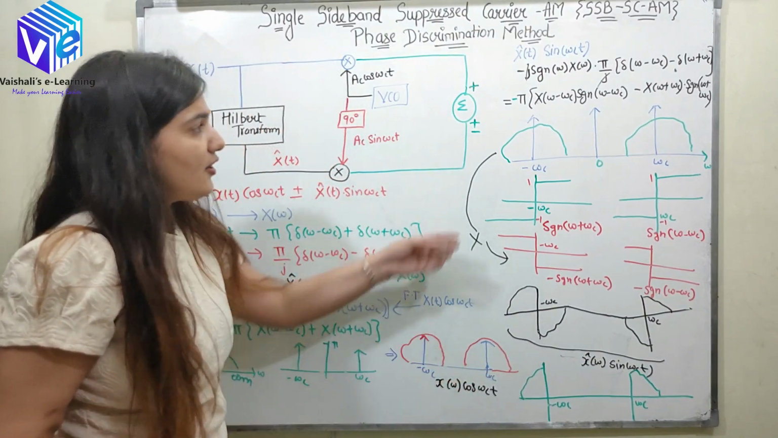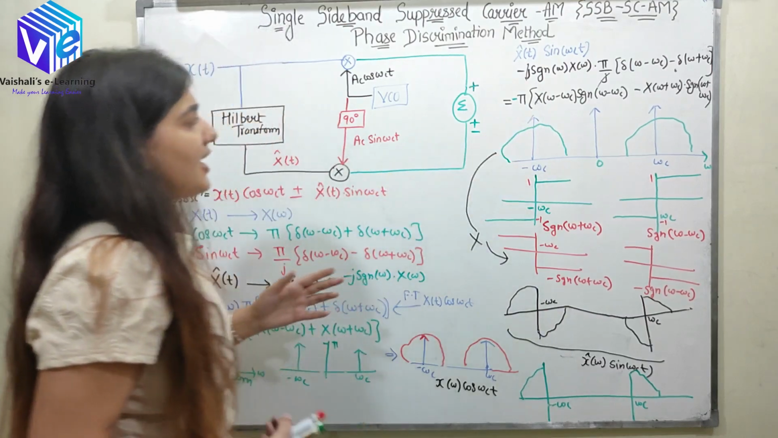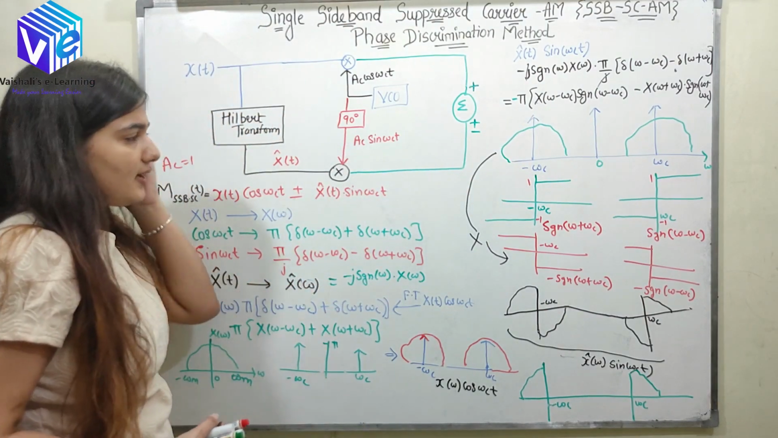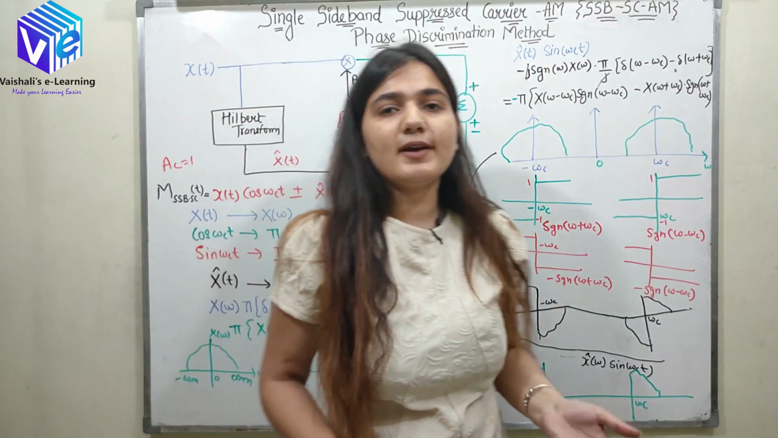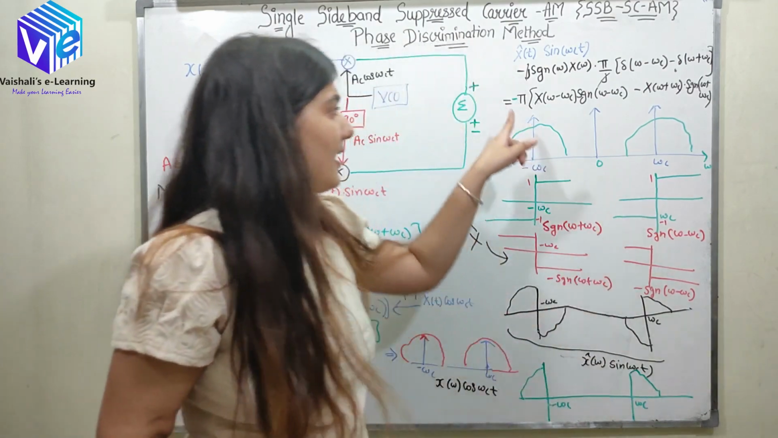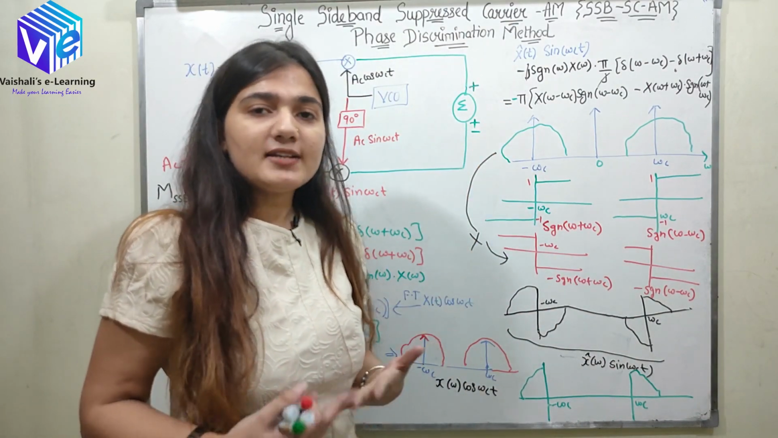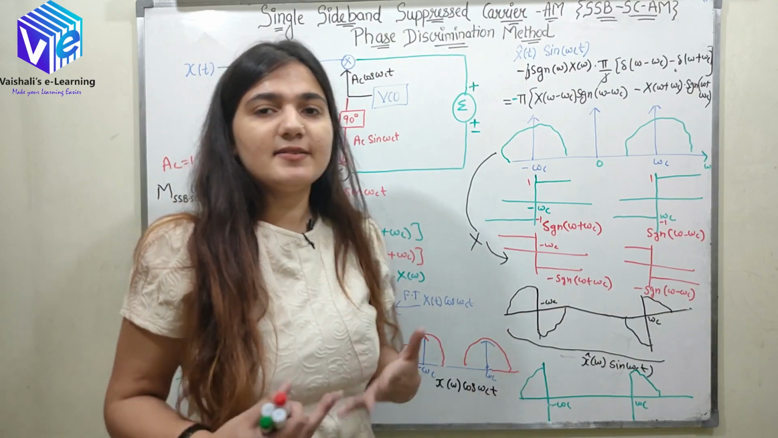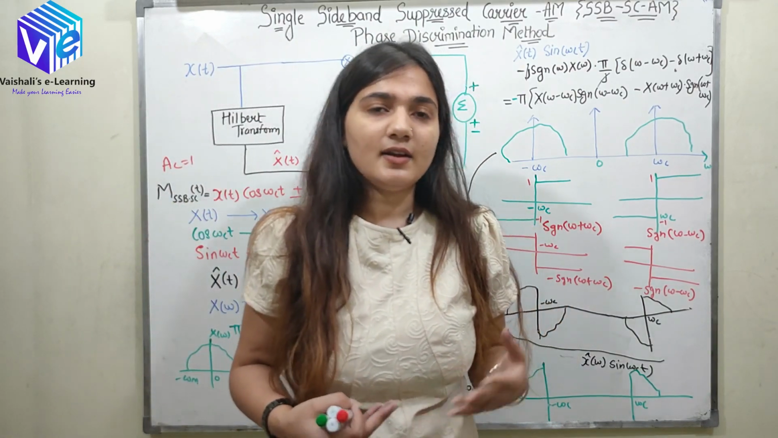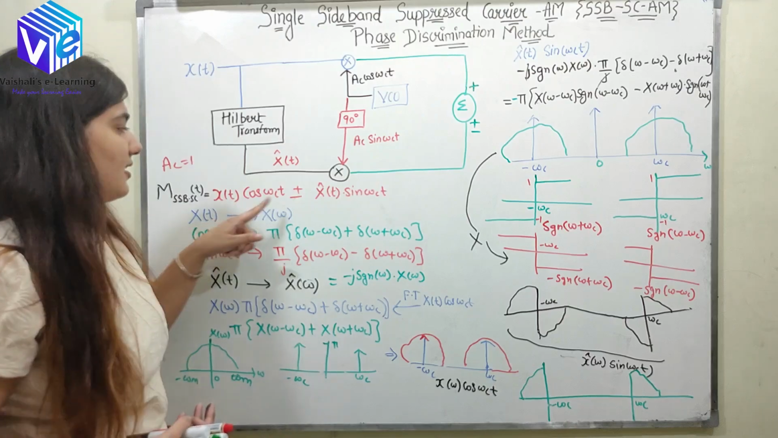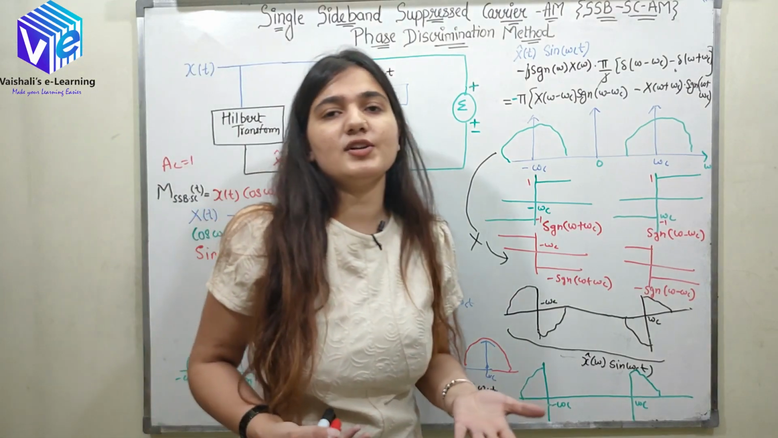I just need, instead of the subtraction here, the addition. So here I did the subtraction, that is why I got the upper sideband. Here I had the negative sign, so that is why I got the upper sideband. Similarly, I can add the two signals, this signal plus this signal, and I'll get the lower sideband.